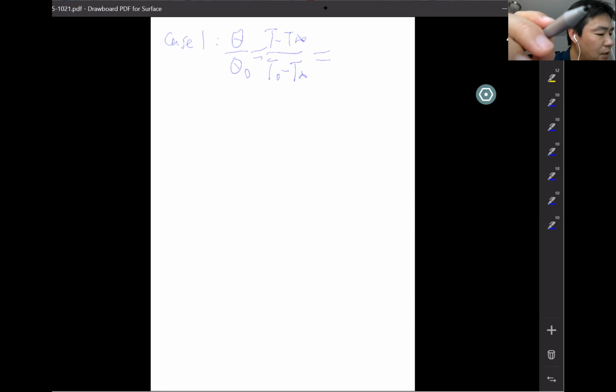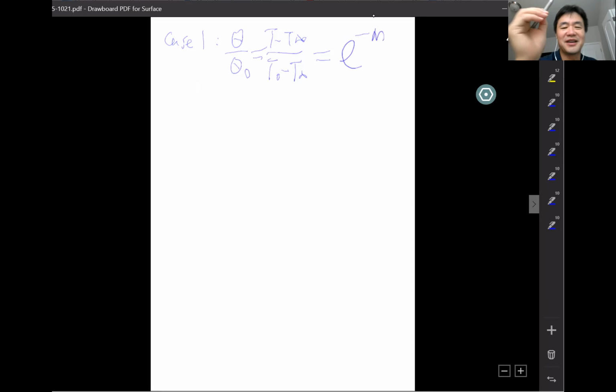So it equals e to the power of negative mx. Let's put it this way, it seems complicated. You know e, right? In the power is negative mx. So what is m? Somewhere in the textbook, m is defined as, let me see where it is.